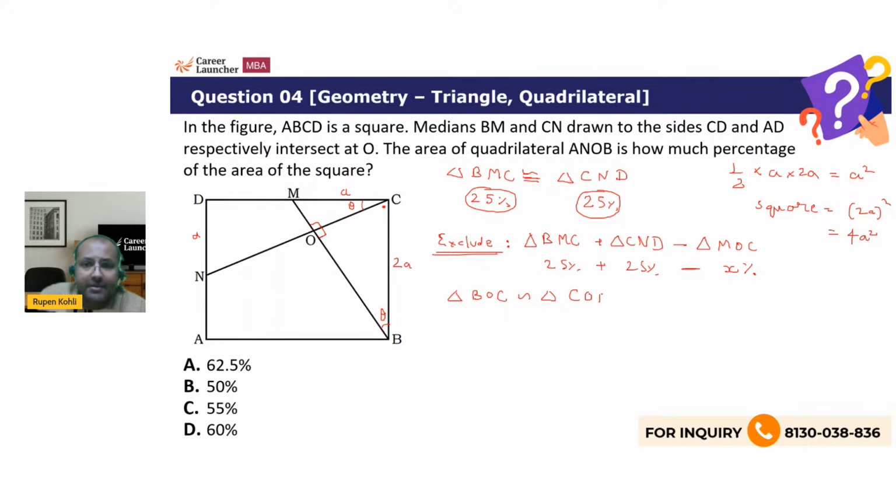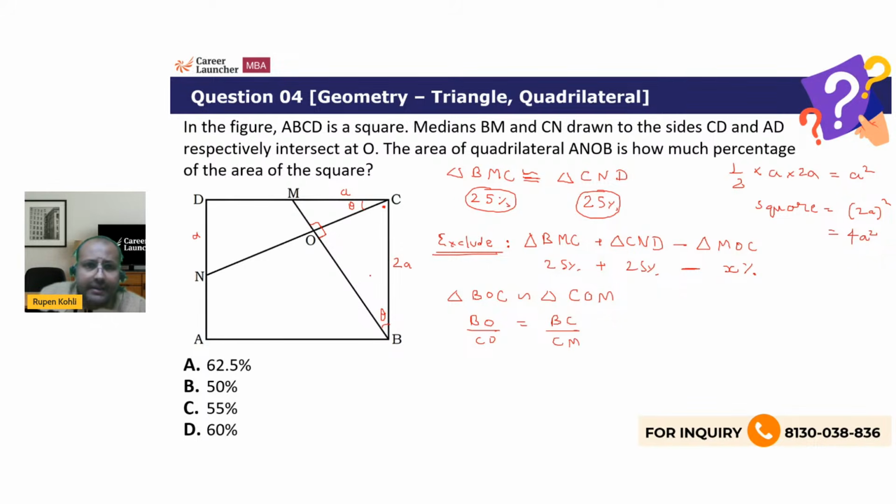These two are similar. So my point is, in similarity, we know that the ratio of areas is the square of the ratio of the corresponding sides. If we can find the ratio of corresponding sides, our job is done. Do we know any ratio? Let's see. BO and CO are corresponding sides. Do we know the ratio? BO and CO? No. I mean, something that we know directly in terms of A. Let's see something else. Do we know BC and CM?